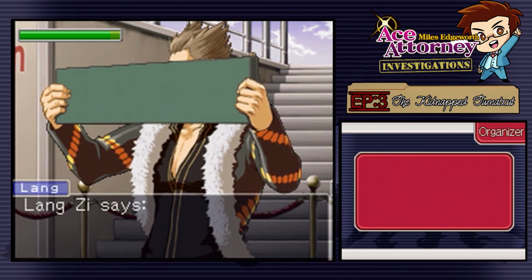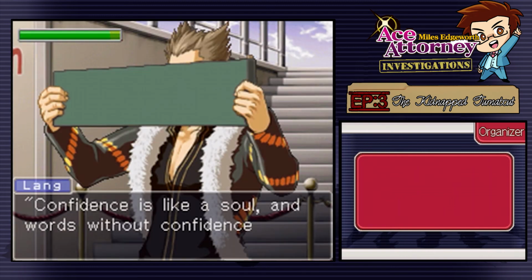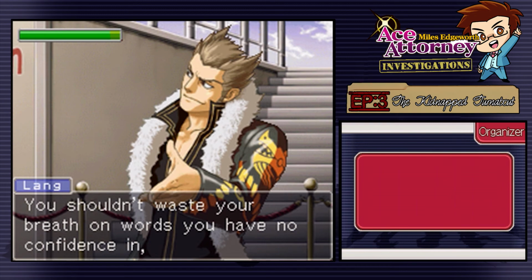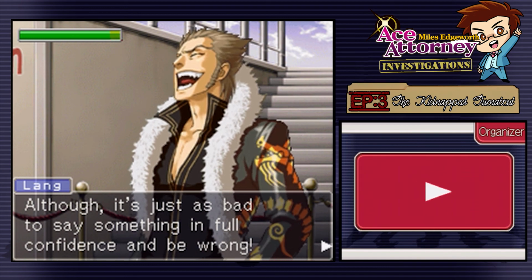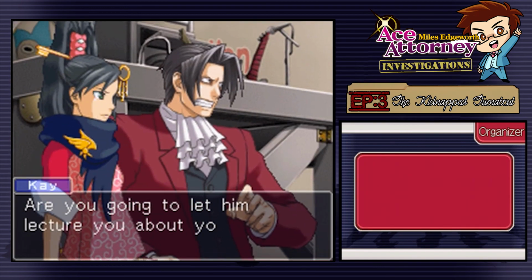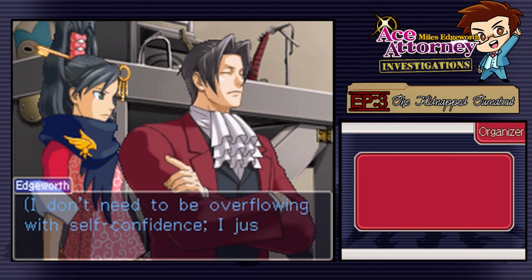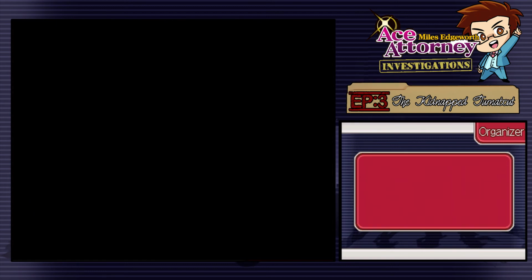Wow, this is a long punishment. Lang, she says, confidence is like a soul, and words without confidence are but empty shells. You shouldn't waste your breath on words you have no confidence in, Mr. Prosecutor. Although, it's just as bad to say something in full confidence and be wrong. You gotta let him lecture you about your self-confidence? I don't need to be overflowing with self-confidence. I just need to think rationally. After all, I only need to be confident in the facts.